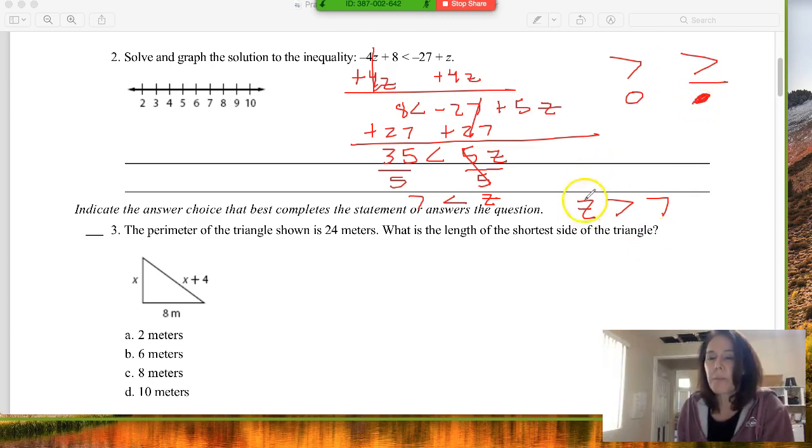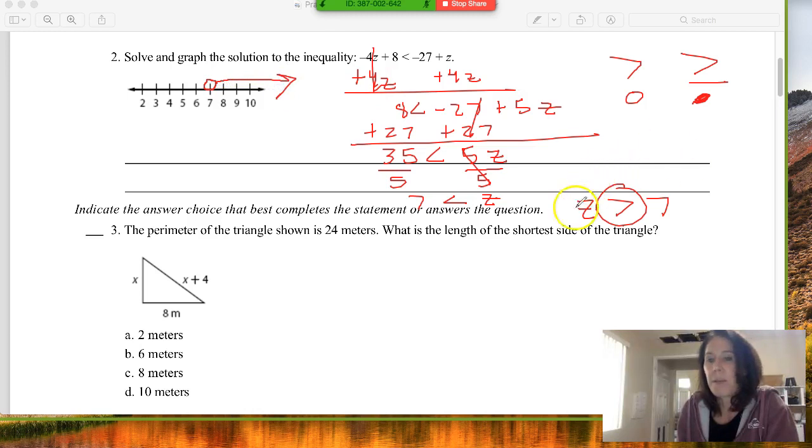Now, the reason I like to put my variable on this side is it helps me check this sign, okay? And this is what I mean. I'm going to put my dot on 7. I'm going to do an open circle on 7, not a closed dot, because z is greater than 7, not greater than or equal to. It does not include 7. So I open circle on 7, and since z is greater than 7, I'm going to go anything bigger than 7 and make my arrow go this way.